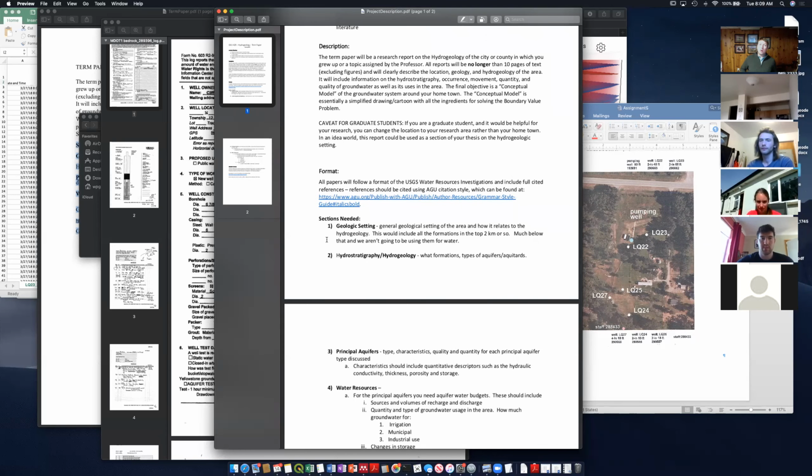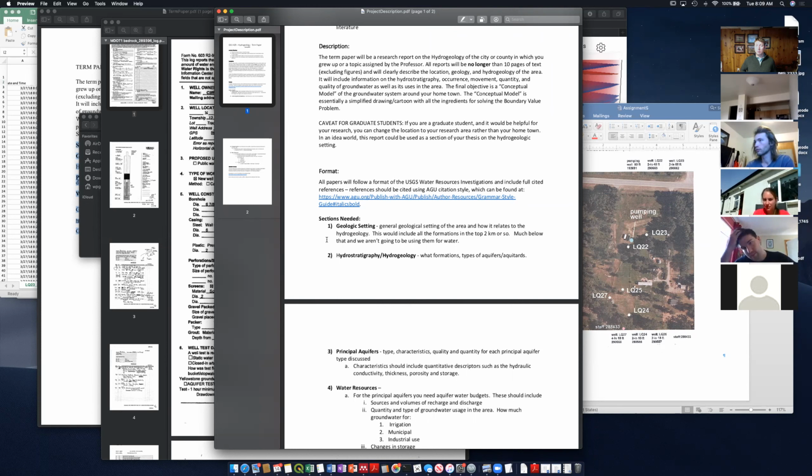Okay, the paper format roughly follows a USGS water resources investigation. So hopefully you'll read some of these. If you're talking about a groundwater system in Ireland, you're not going to have a USGS water resource investigation. But if you follow this, we'll talk about the sections you need. You just follow these sections, then you'll be fine.